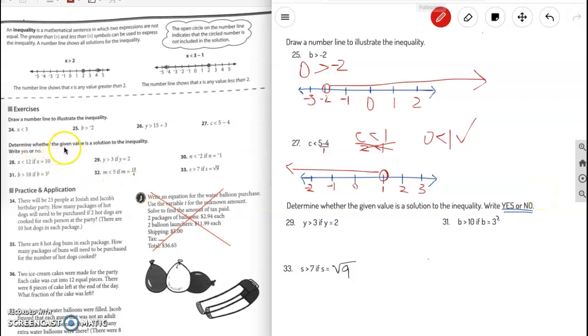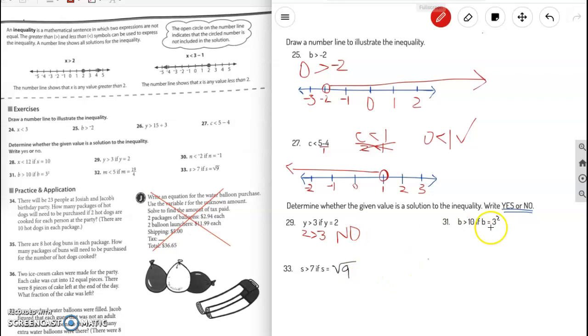Determine whether the given value is a solution to the inequality, right? Yes or no. So this is basically saying, is this true or false? Okay. 29. y is greater than 3 if y equals 2. So go ahead and substitute this. If y equals 2, is this true? Is 2 greater than 3? No. So you're just going to write no.